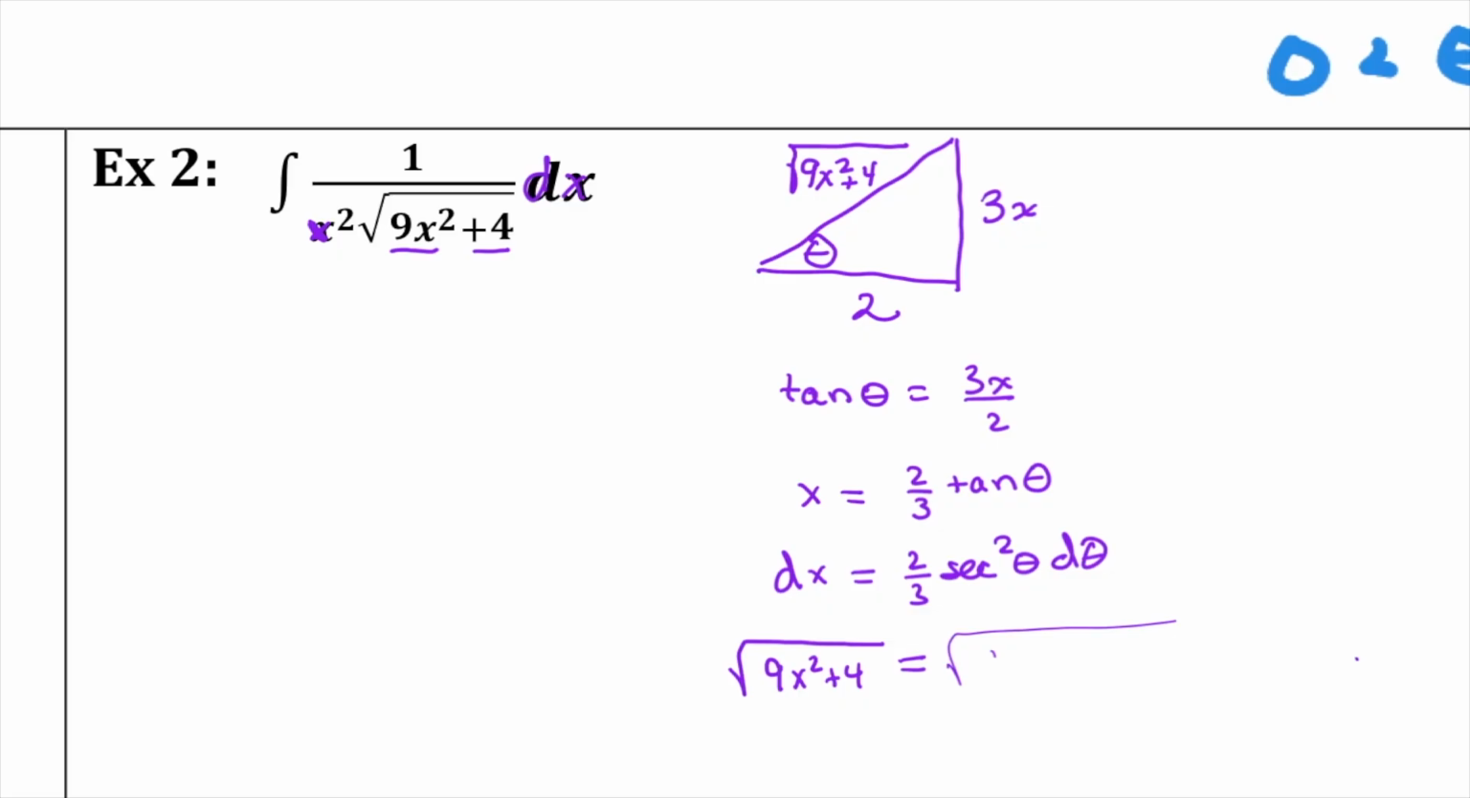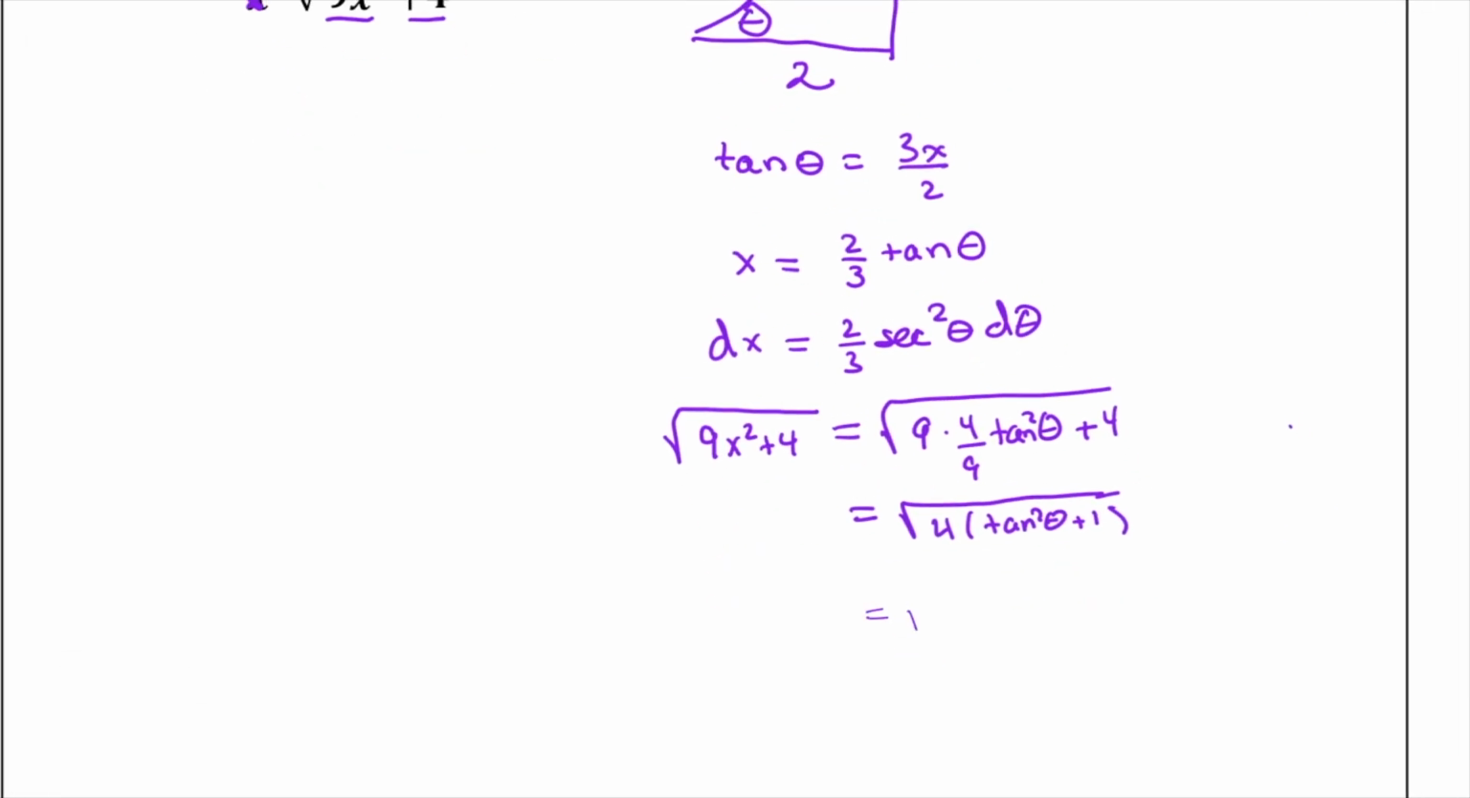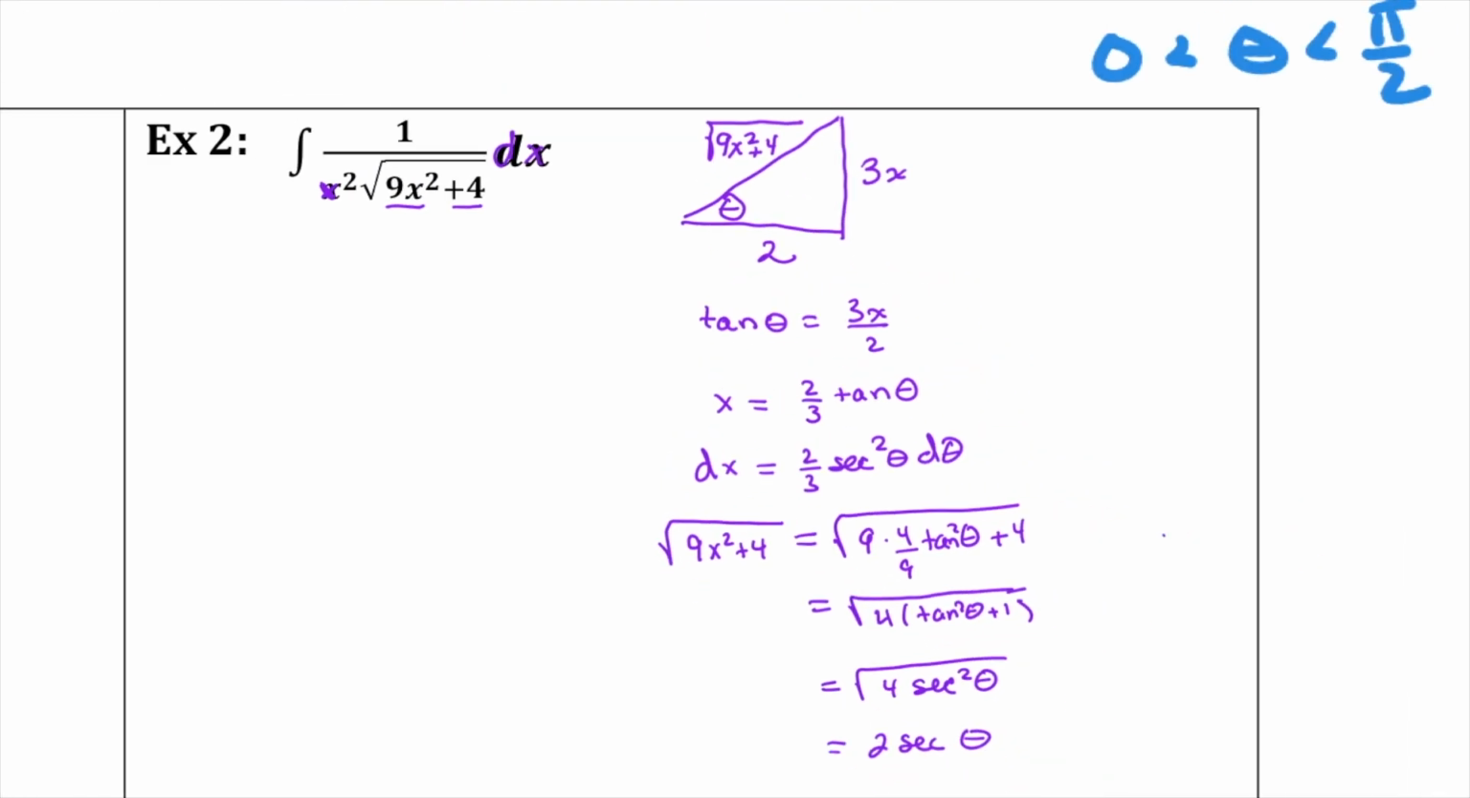Once we substitute, we'll have 9 multiplied by 4 over 9 tangent squared theta plus 4. Do a little simplifying. We have the square root of 4 times tangent squared theta plus 1. And we know that tangent squared plus 1 is secant squared, so we get the square root of 4 secant squared theta, and I believe that's 2 secant theta. All right, now we're ready to do our substitution.